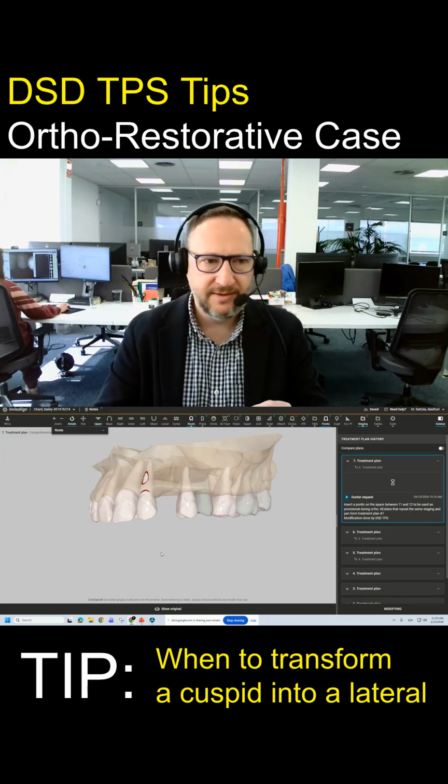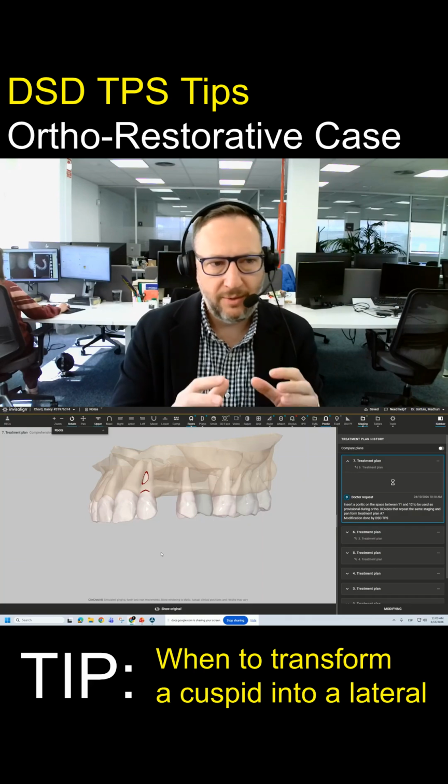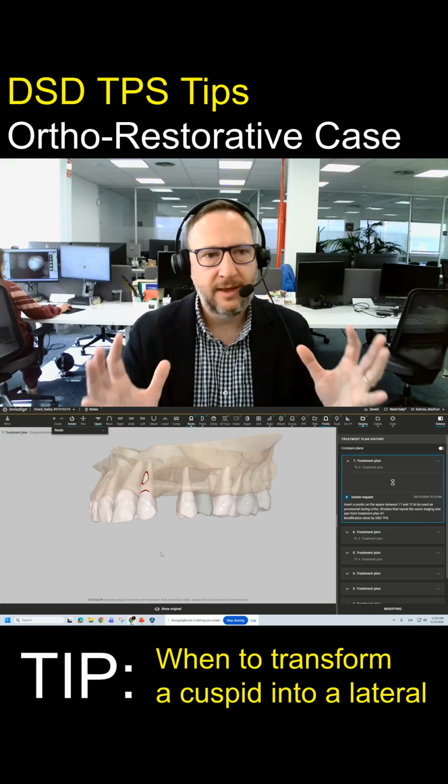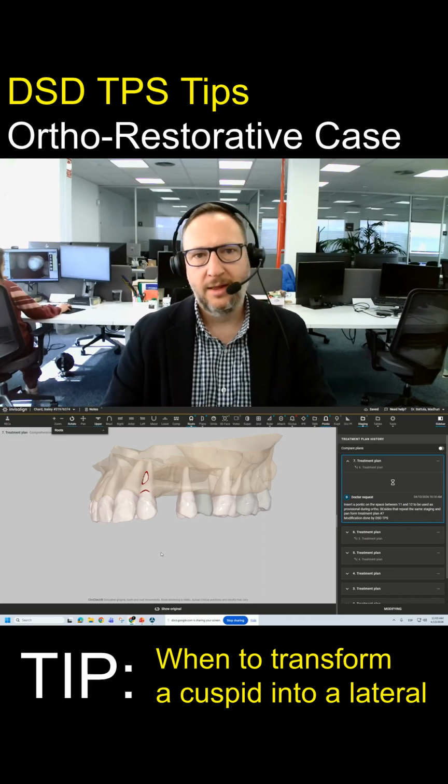Okay, so this is a very particular situation where we decided to move to the lateral position, mostly because you will have a lot of restorations in this area later.